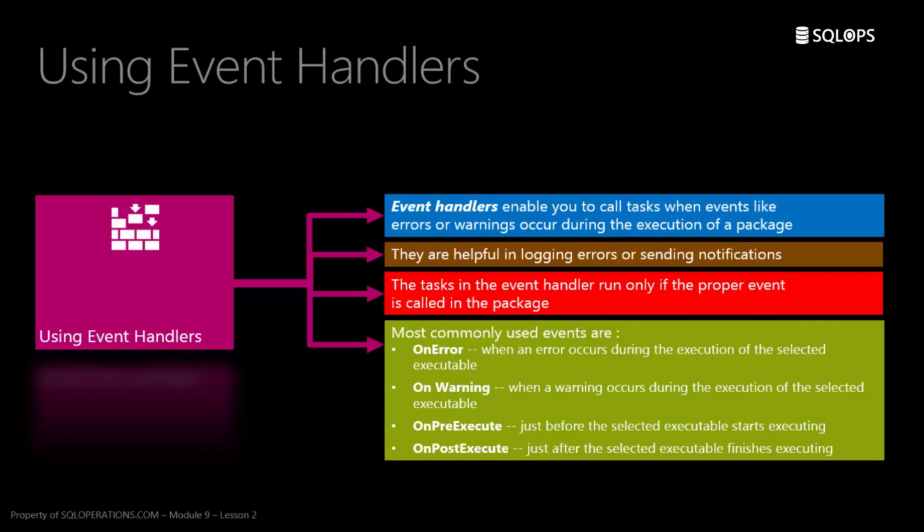Two of the most common uses for event handlers are notification and logging. When you want to be notified via email that an error has occurred, the event handlers are the right place to execute this task. Simply place a Send Mail task in the OnError event handler for the package. When you want to be notified via email that a package has completed, again, the event handlers are the right place to execute this task. Just place a Send Mail task in the OnPostExecute event handler for the package.